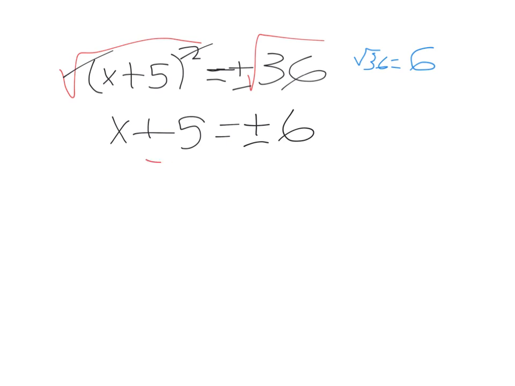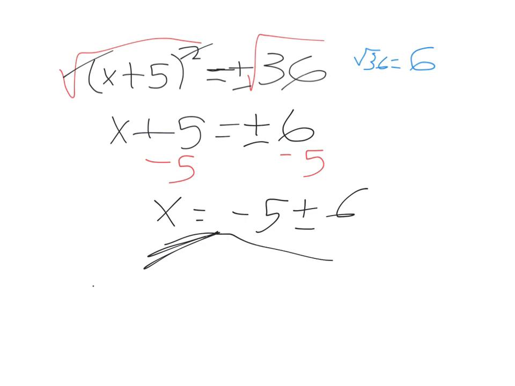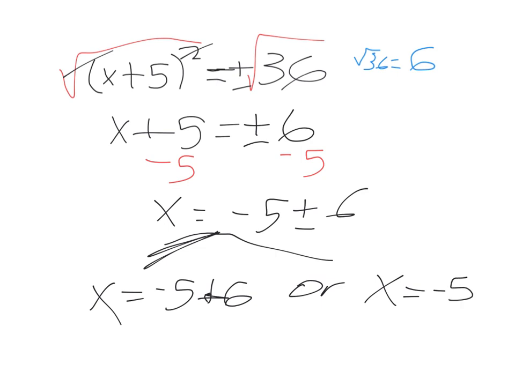Now I subtract 5 from both sides. And so I get x equals -5 plus or minus 6. Okay. And so I get one of two things. I get x equals -5 plus 6, or x equals -5 minus 6. And so I get x equals 1.